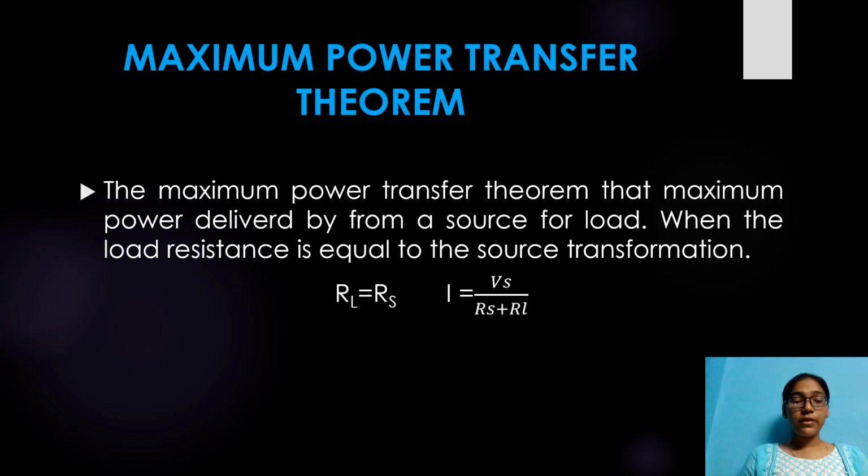The maximum power transfer theorem. The maximum power transfer theorem states that the maximum power is delivered by a source to a load when the load resistance is equal to the source resistance, where RL means load resistance and RS means source resistance. In the equivalent circuit, RL is equal to RS. This is the condition for the maximum power transfer theorem.